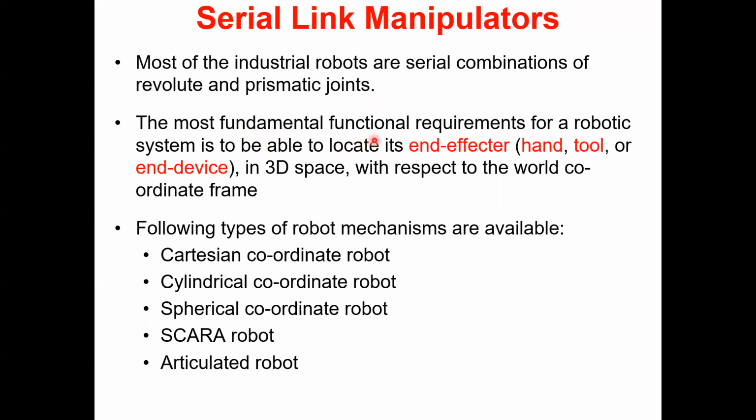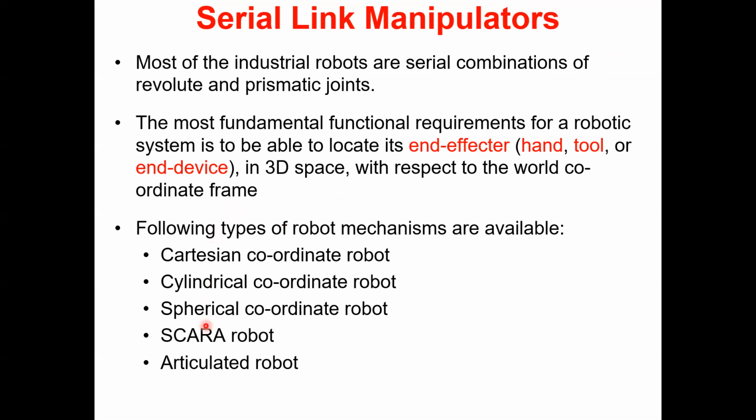So the most fundamental functional requirement for a robotic system is to be able to locate its end effector, that is the hand, tool, or end device, in 3D space with respect to the world coordinate frame. So you have the world coordinate frame X, Y, Z, and you have to position your end effector at a certain point with a certain orientation. So that is the most fundamental functional requirement of any robotic system. Okay.